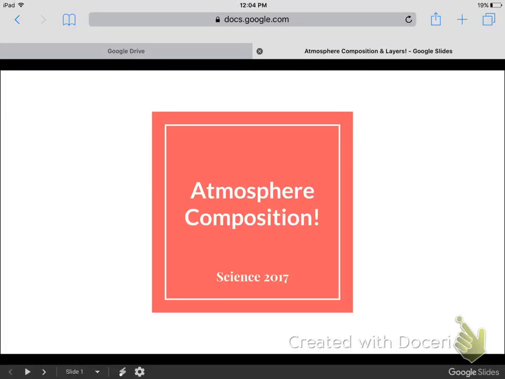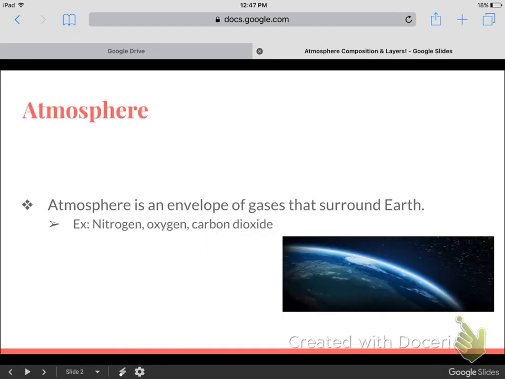Okay, so this set of notes is going to cover atmosphere. It's going to talk about the different gases that are in the atmosphere, and it'll also talk about the atmospheric layers and what happens in each layer. So the definition of atmosphere is just an envelope of gases that surround Earth.